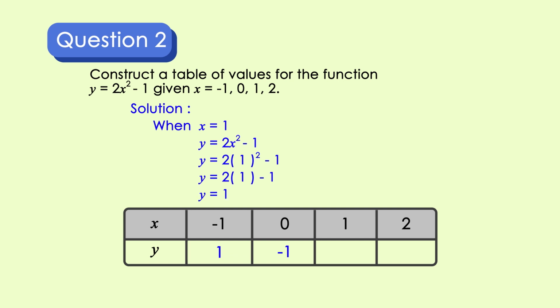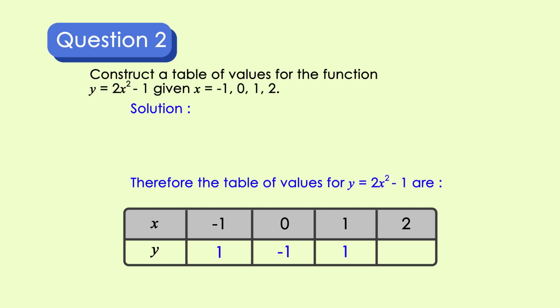Again, we fill in the previous table with value of y = 1 when x = 1. And finally, when x = 2, y will be 7. Therefore, the values for y = 2x squared - 1 are.